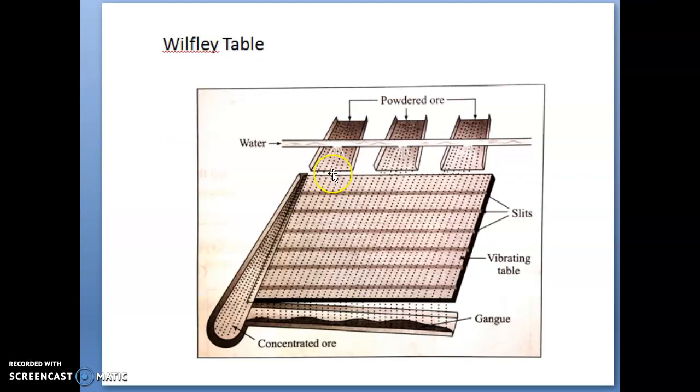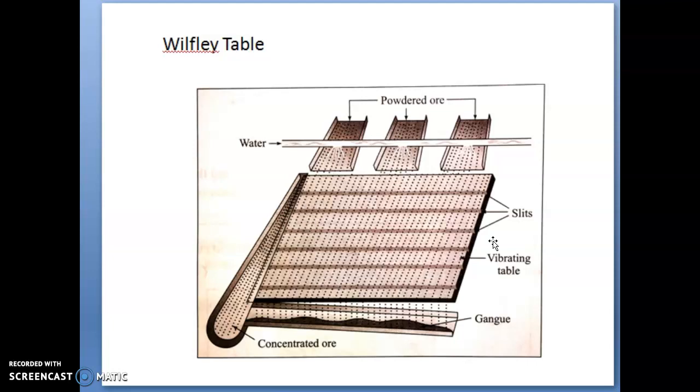The second method of gravity separation is the Wilfley table. In the Wilfley table, the ore particles have to be ground. The Wilfley table contains a wooden table having a slanting floor, and some wooden strips are placed here and here, so some slits will be formed.